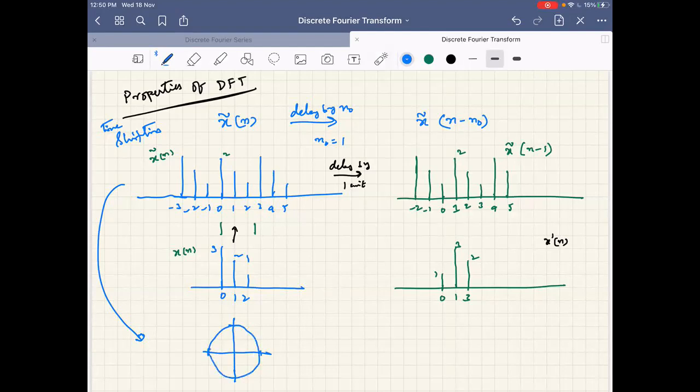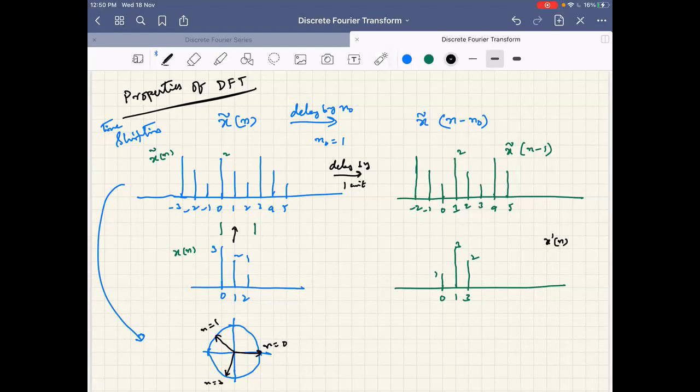Okay, assume that I have 3 samples. The first sample, n equal to 0, may be here, the second sample, n equal to 1, may be here, and n equal to 2 may be here, something like this, 120 degrees apart. I only have 3 samples.